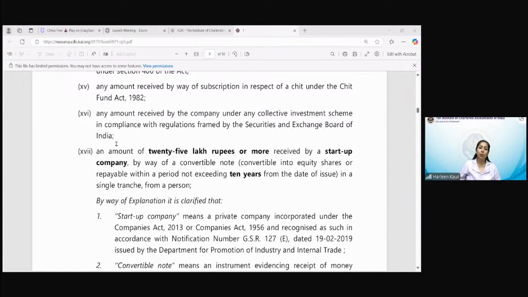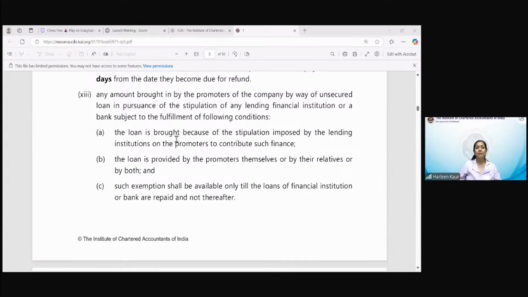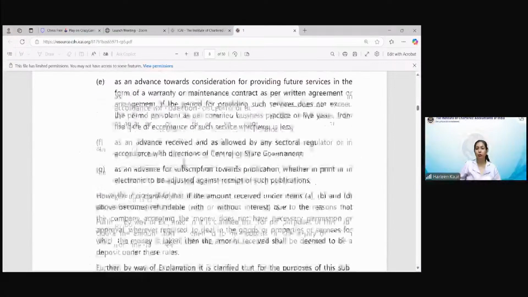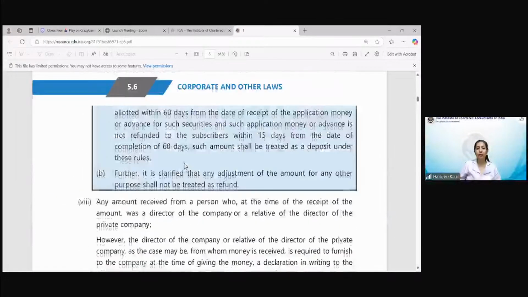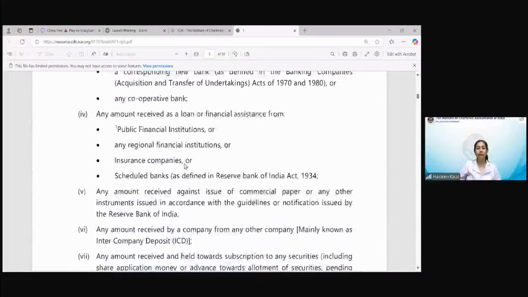Yes, promoter is for both. Priyanka, they have specifically mentioned over here in the promoter's case that it is promoters of the company. So public and private company both are included. Relating to director's point, I wanted to show you over here.